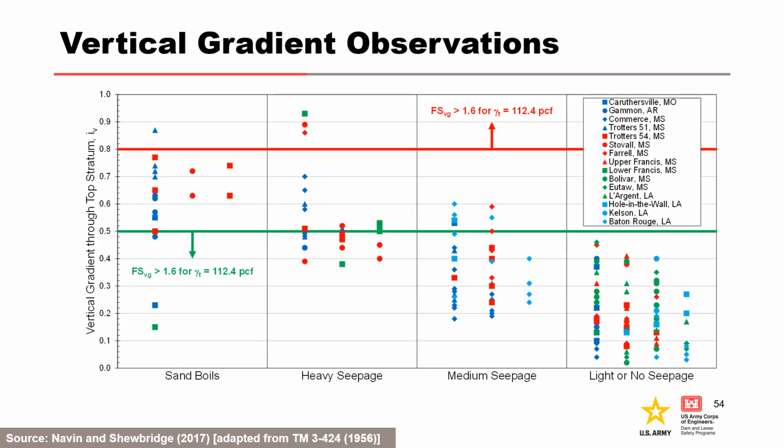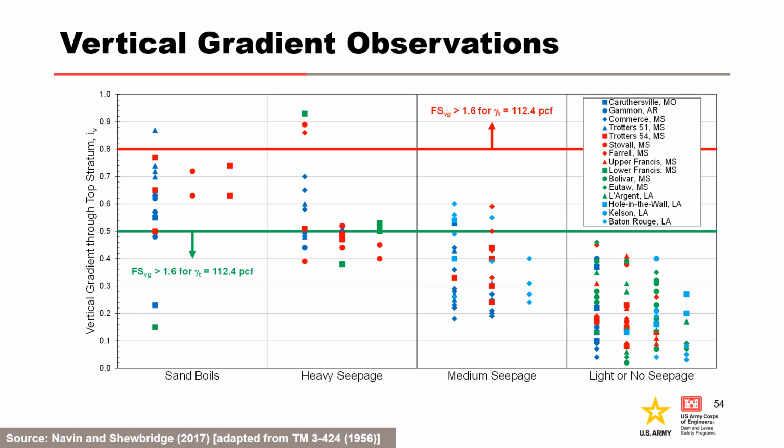Performance observations at instrumented levee sites on the lower Mississippi River, as related to vertical exit gradients across the landside top stratum calculated from piezometer readings, were used to set the vertical seepage exit gradient criterion of 0.5 as an empirical means of designing against backward erosion piping.